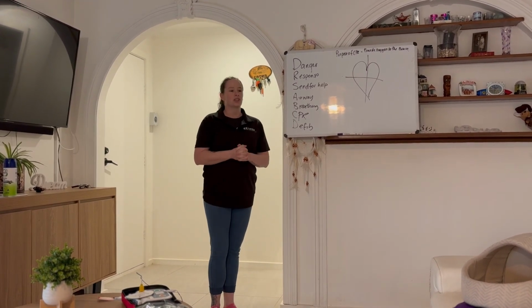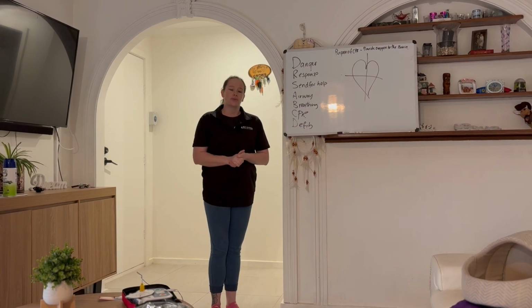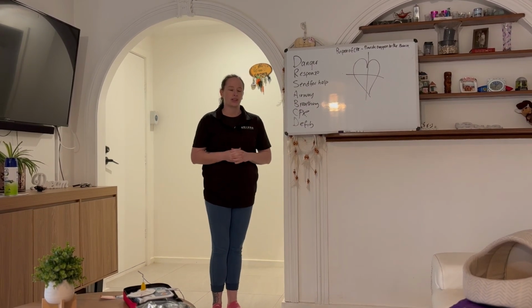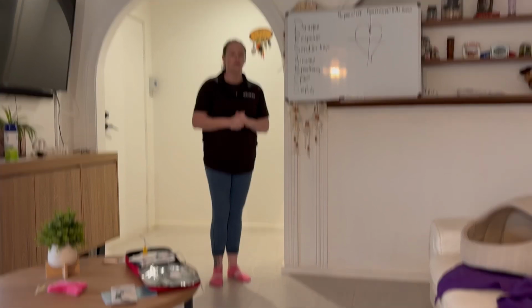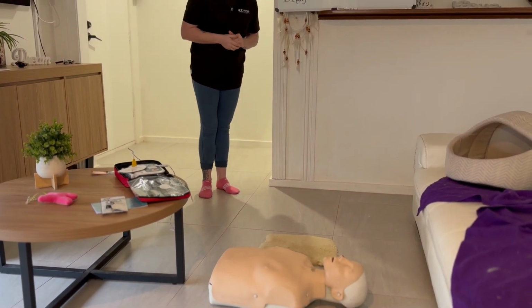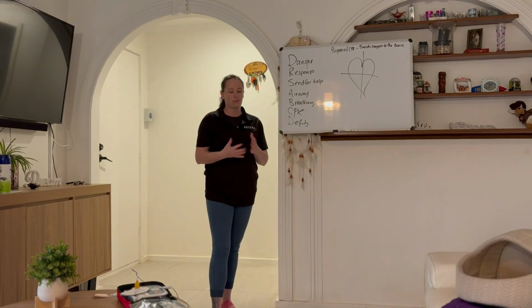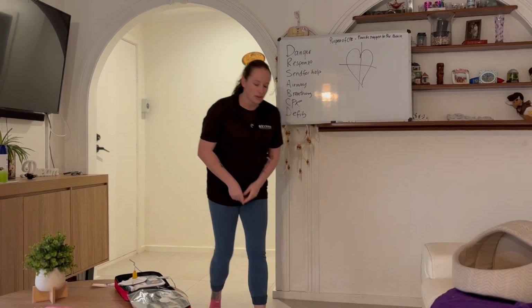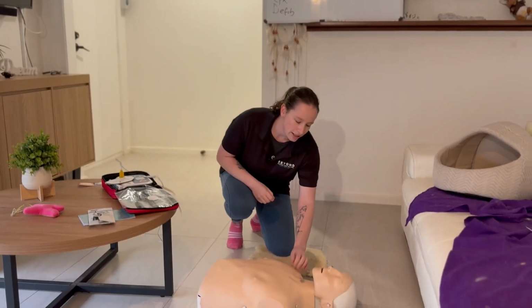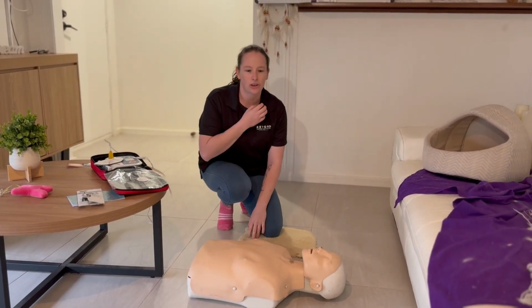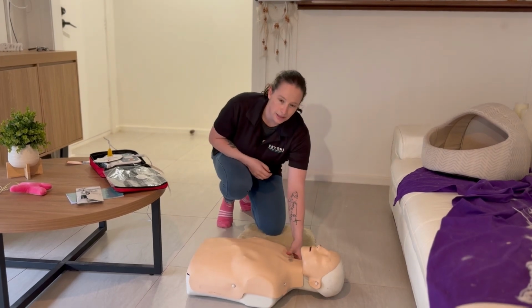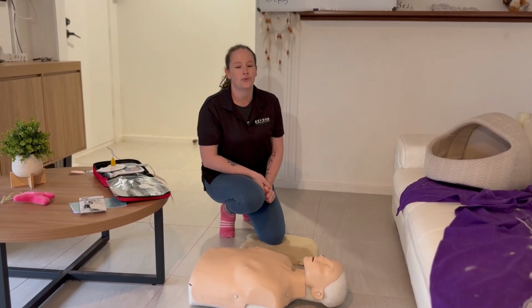Second, we need to check for response. One way we can check for response is to yell out the person's name. So this is Harry who's collapsed in the hallway. Harry, can you hear me? Harry's not responding to me talking to him. Second, we're going to tap him. Harry, cause a bit of pain on the collarbone and squeeze the trapezius. If he's not responding, we need to call for help.